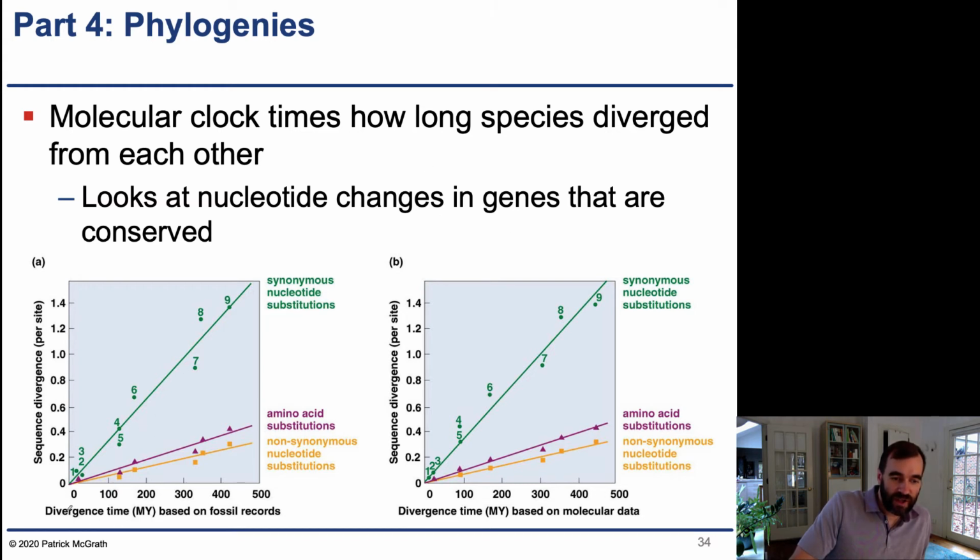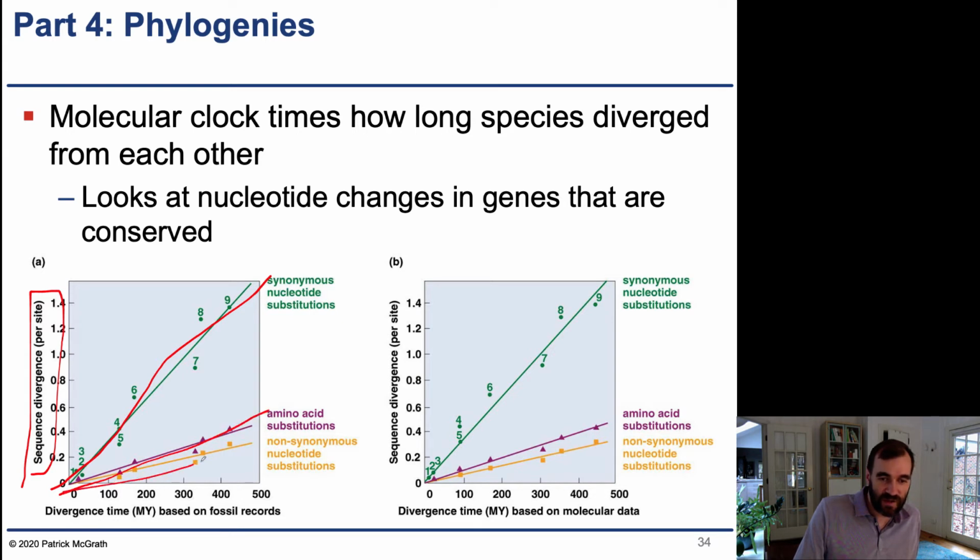So this is just looking at divergence time based upon fossil records. This is an independent way to try to estimate when species diverge, looking at bones, leftovers of bones, and then also looking at the sequence divergence. So if you look at how different all of the genes are, you see this very nice linear relationship in the number of synonymous nucleotide substitutions, the amino acid substitutions, and then the non-synonymous substitutions.